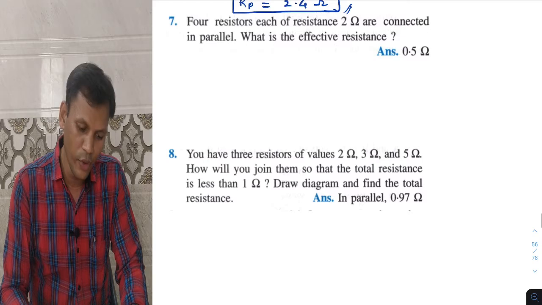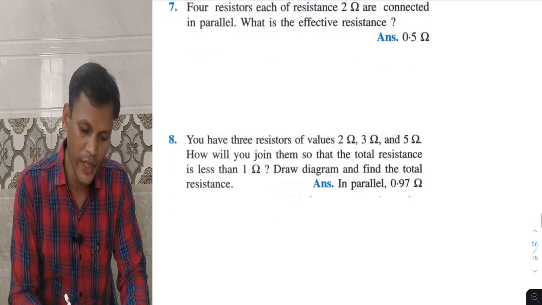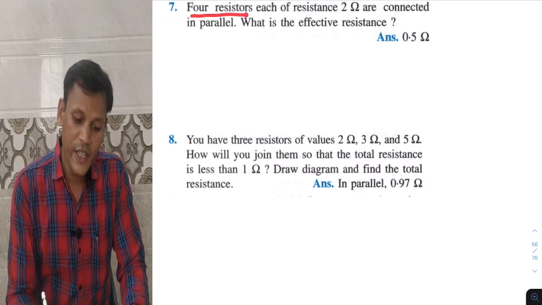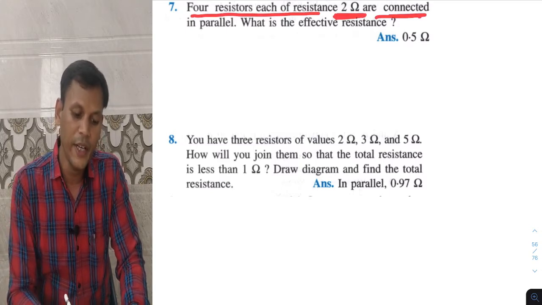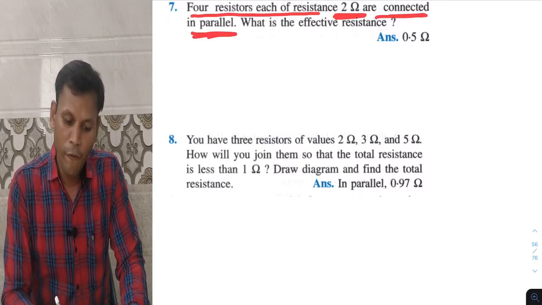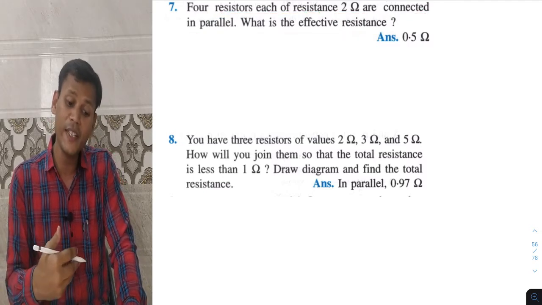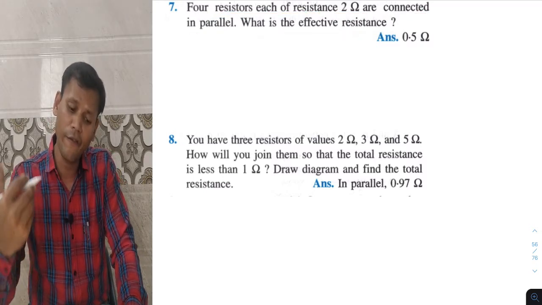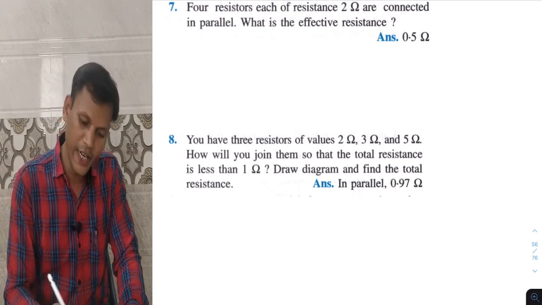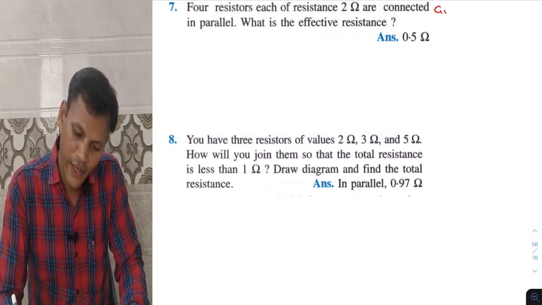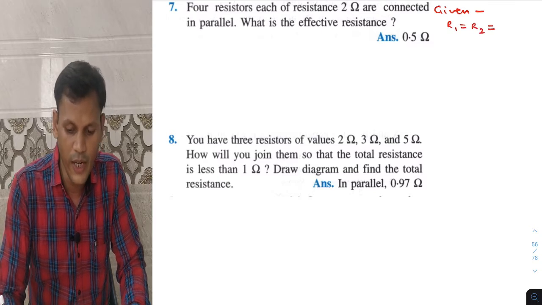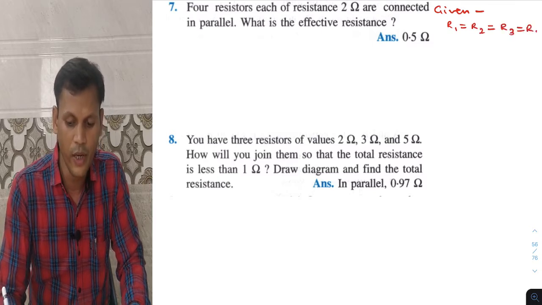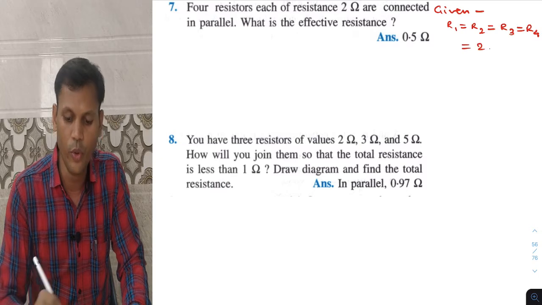Now question number 7. Read the question carefully. 4 resistors, each of resistance 2 ohm, are connected in parallel. What is the effective resistance? 4 resistances, each of 2 ohm. So first of all we write, given R1 is equal to R2 is equal to R3 is equal to R4 is equal to 2 ohm.